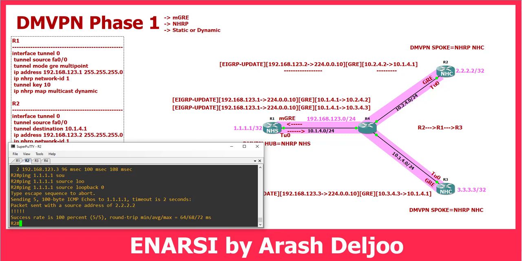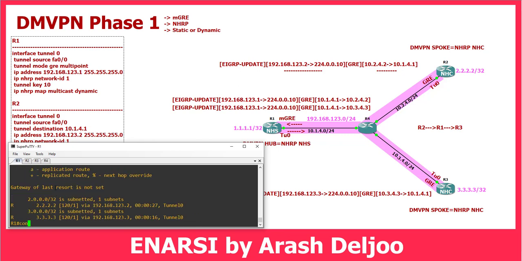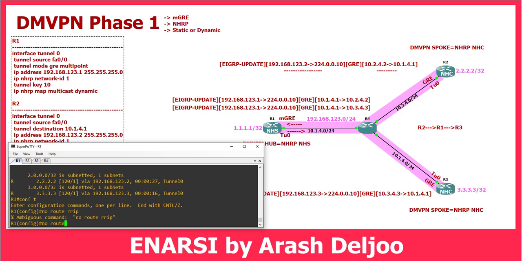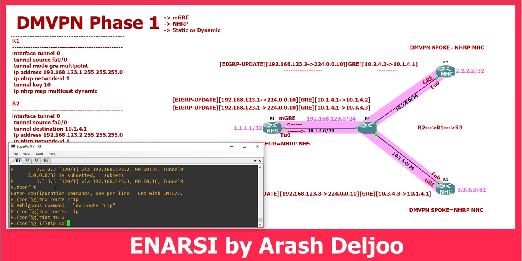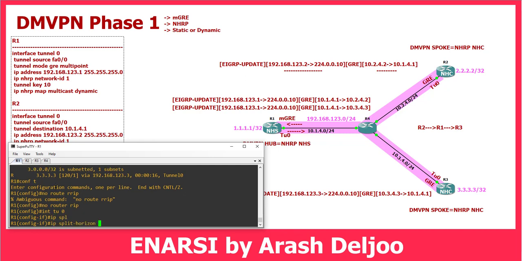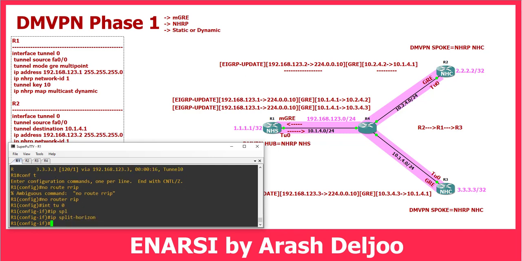Here, this is R1. First, I want to remove RIP: no router rip. We don't have RIP now. After that, on interface tunnel 0, let me configure IP split-horizon, for example. This is the default behavior.